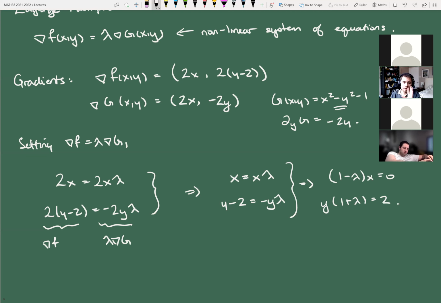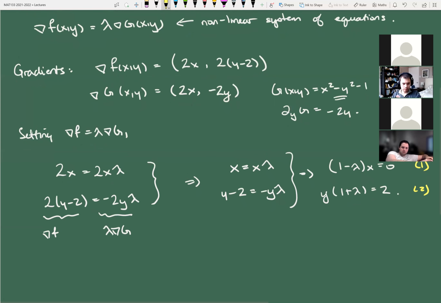For me, it's a nice organizational trick, because now I can look at the equations and ask, is there anything I can infer? Are there obvious cases? Let me number these. If I look at equation 1, I can do something with it, because I've got a product of things being equal to 0. Boom, I can apply cases. If that product, 1 minus lambda times x, is equal to 0, one of those two things has to be 0. So case 1, 1 minus lambda is 0. Case 2, x is equal to 0. Great, I can make some progress.